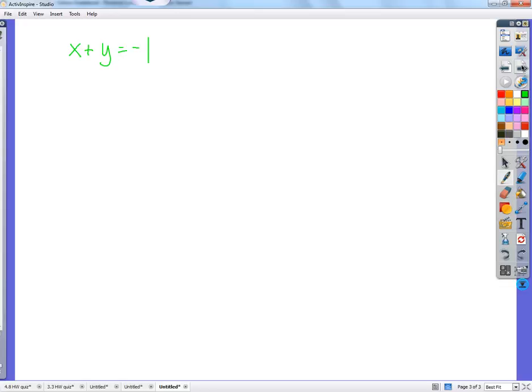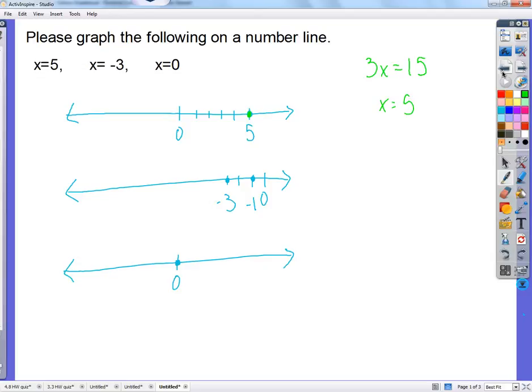Offer any kind of feedback. Maybe while you're thinking, I'm going to go back here and remind you of the very specific, important definition of the word solution. Why is 5 a solution to this equation? Because 3 times 5 is 15. Because if I take 5 and put it back into this equation, 3 times 5 is 15, right? So a solution is a number that you can put back into the original equation and it makes it true. Right? And both sides are equal.